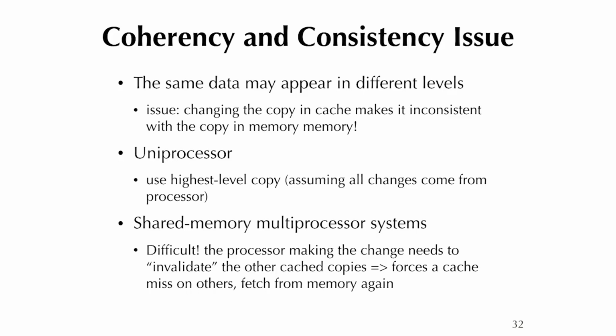So DMA could cause cache incoherency even in a uniprocessor. But oftentimes, the processor knows what it's doing. It knows that part is for DMA.